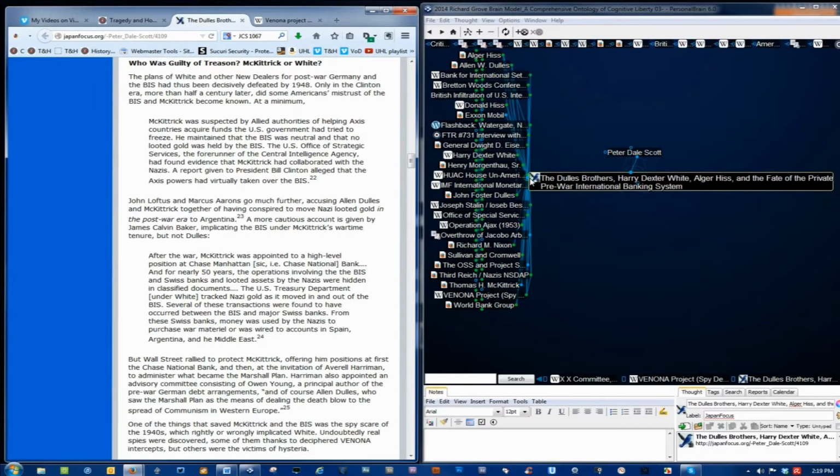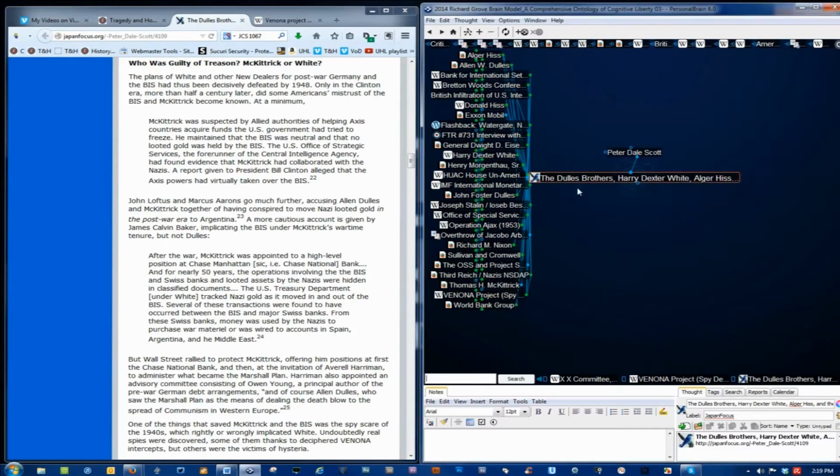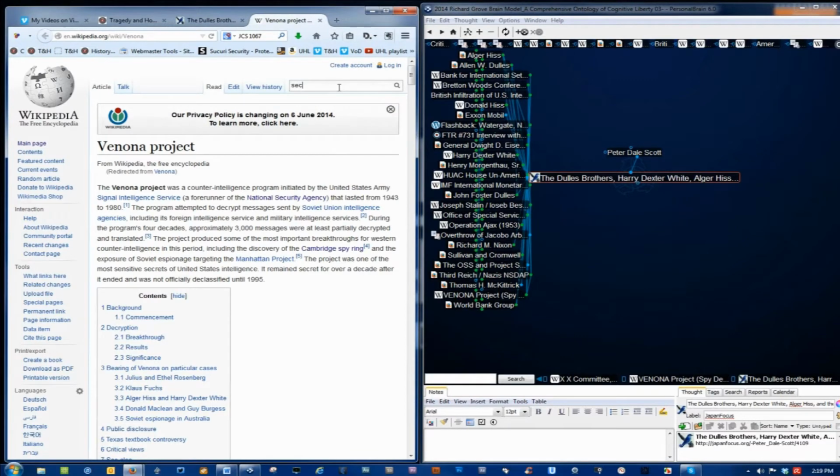He maintained that the BIS was neutral and that no looted gold was held by the BIS. The U.S. Office of Strategic Services, the forerunner of the Central Intelligence Agency, had found evidence that McKittrick had collaborated with the Nazis. A report given to President Bill Clinton alleged that the Axis powers had virtually taken over the BIS. John Loftus and Marcus Ahrens go much further, accusing Allen Dulles and McKittrick together of having conspired to move Nazi-looted gold in the post-war era to Argentina. A more cautious account is given by James Calvin Baker, implicating the BIS under McKittrick's wartime tenure, but not Dulles.